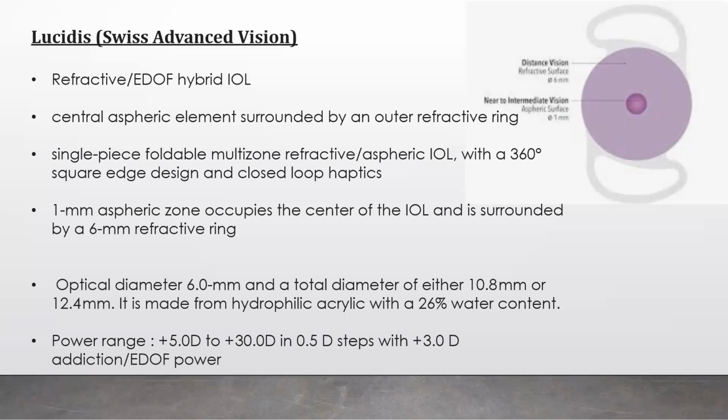And the 1 mm aspheric zone occupies the center, which is surrounded by a 6 mm refractive ring. The optical diameter again is 6 mm with the total diameter. Now this one comes in 2. I couldn't find too much literature on it. I'm still looking through that.